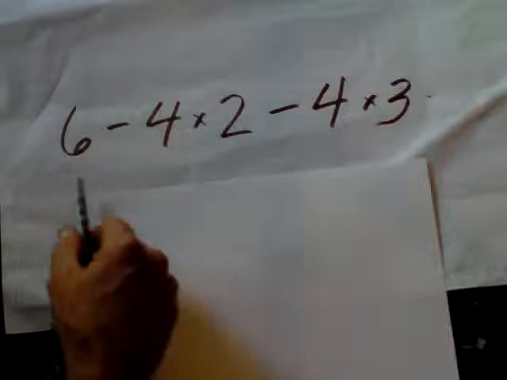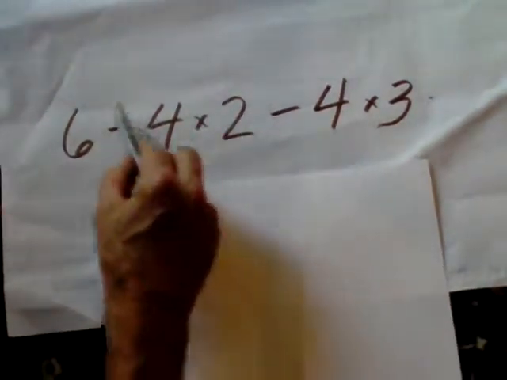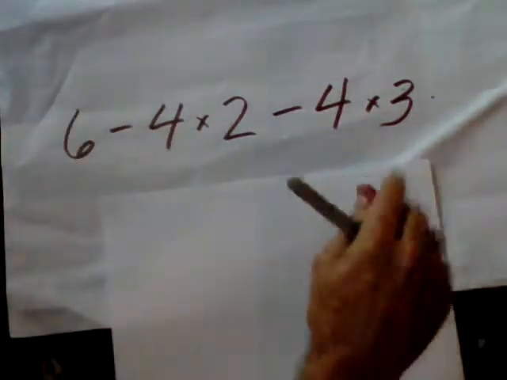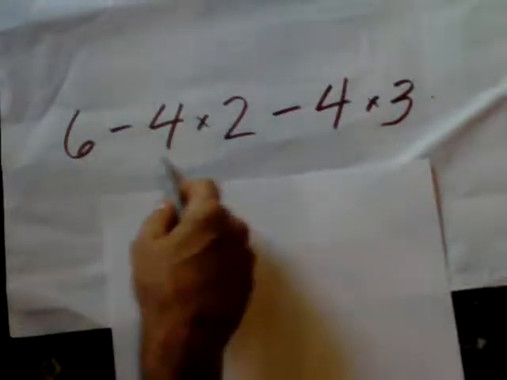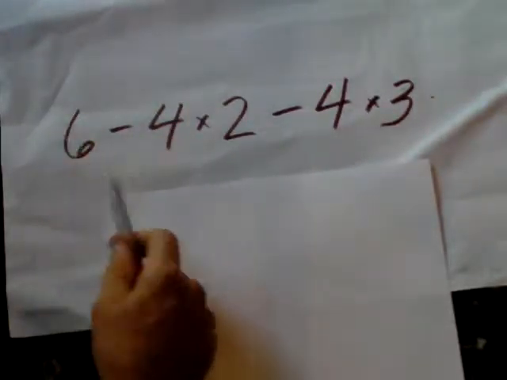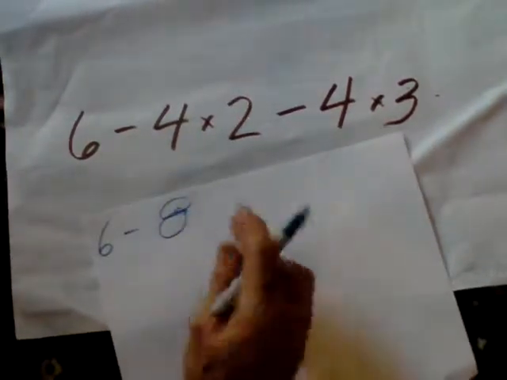Remember this whole PEMDAS thing? We're going to zoom in and go left to right, and you have to look for the parentheses first. If the parentheses were here, you would do that first, but there's no parentheses, so we're just going to hunt for the multiplying and the dividing. There's a multiplication, so I'm going to do that first. So I write down the 6 minus 4 times 2 is 8, and then I can put the minus down. Now I'm just going to multiply that there. That's a 12.